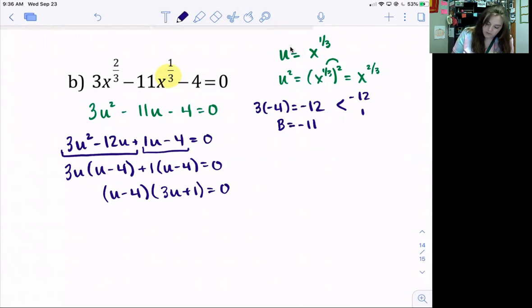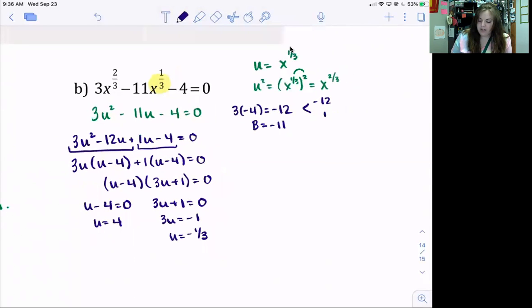We want to solve for u, so break it apart. U minus 4 equals 0. 3u plus 1 equals 0. And then simplify. U equals 4. 3u equals negative 1. So u equals negative 1/3.